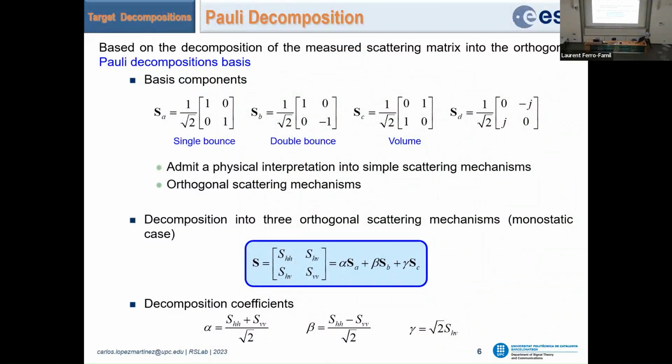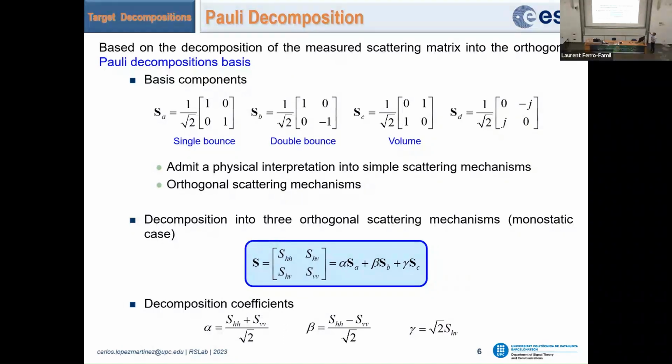So the most basic decomposition, the Pauli decomposition, is used in many domains, and in physics it is very used. In this case, we decompose the scattering matrix into this collection of 4 scattering matrices. As we are in the case of monostatic data, transmitter and receiver are placed in the same position, the fourth component is 0. The first is single bounce, which corresponds, for instance, to bare surface.